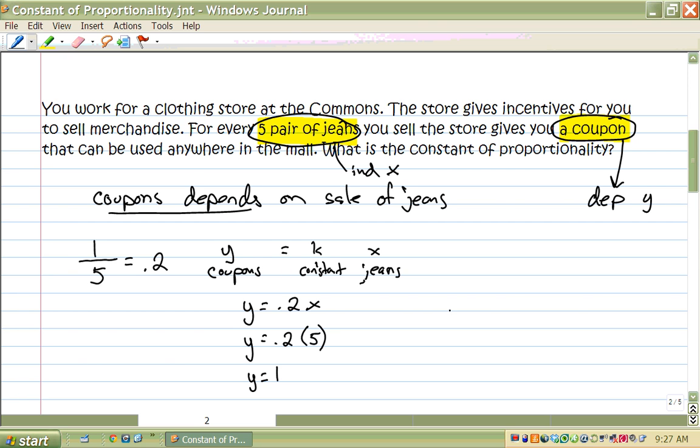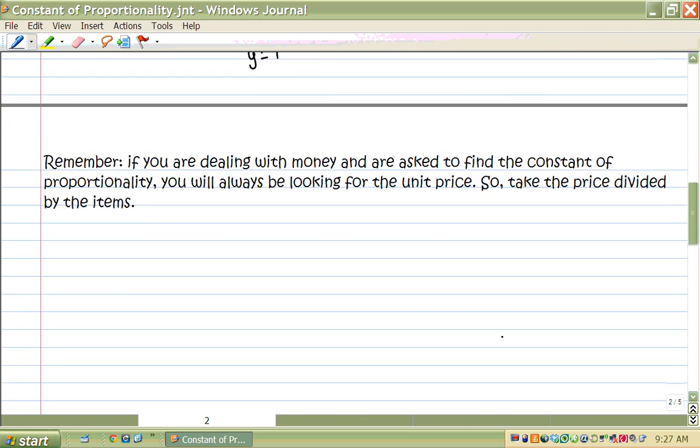So let's say you're at the store and you're trying to figure out, let's see, this month, what did I sell? Oh, and I sold 30 pair of jeans. How many coupons am I going to get? Take 0.2 times 30, the number of jeans. And you say the number of coupons I would get is 6. And you're like, oh man, cool, I'm going shopping. But the most common use for this is with money. So we're going to do some money samples here.